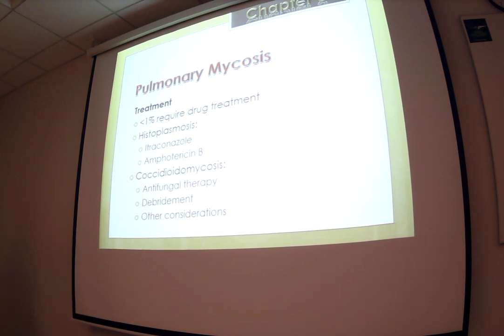Some of the drugs they'll use are itraconazole, or more commonly, amphotericin B. And then for Foxy, they'll do antifungal therapy. They can do some debridement. If there are those lung abscesses, they need to get them out and cleaned out. And depending on how other things go, if those abscesses get too big or they rupture, then they have to do lobectomies, things like that.